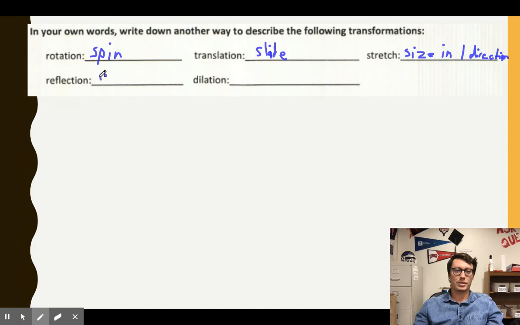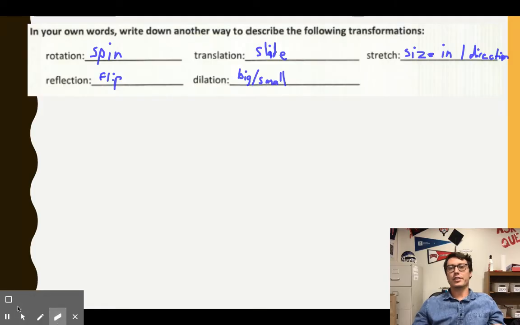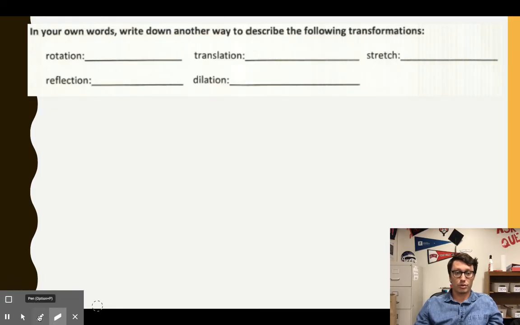Reflection, I would say, is like a flip or a mirror, or things like that. Dilation is just, for me, big or small. Those are my personal preferences. Again, studies show that if you put definitions into your own words, you're way more likely to remember what they mean.